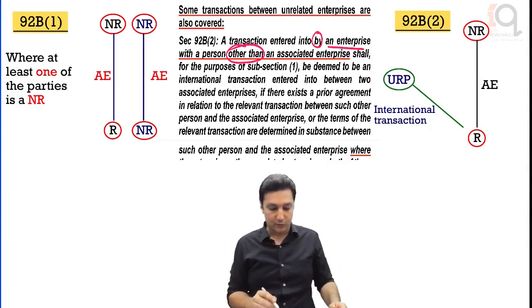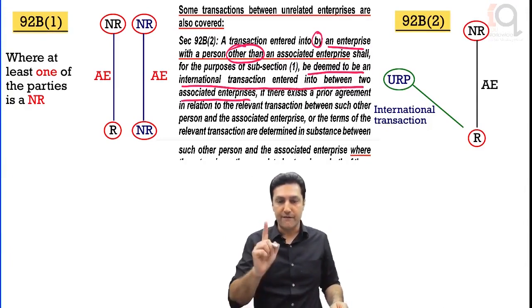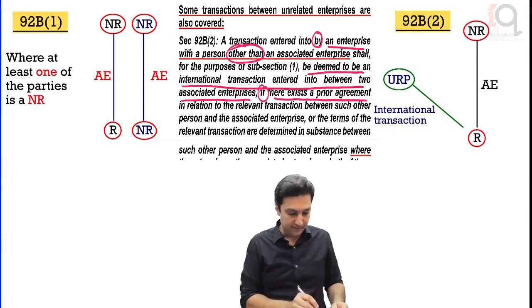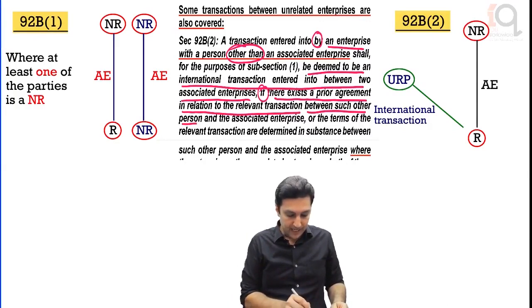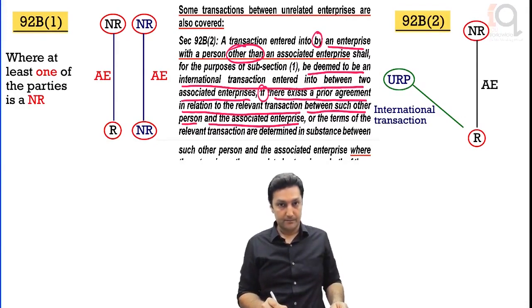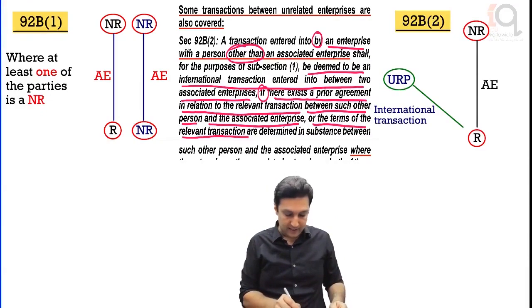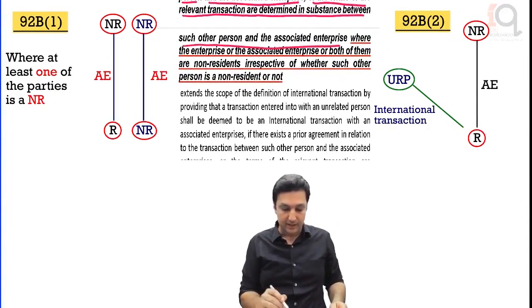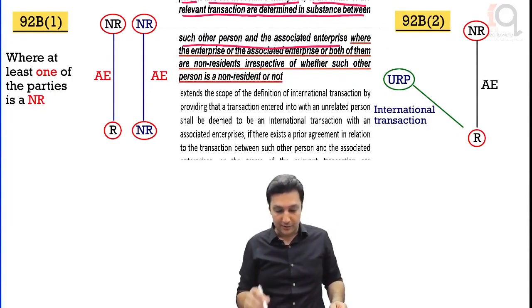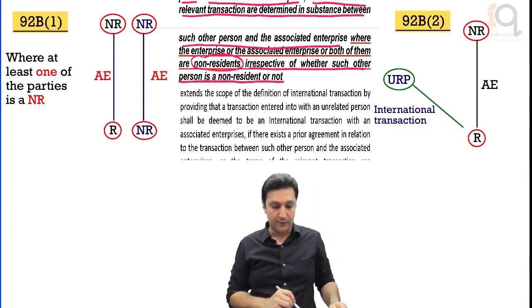Shall for the purpose of subsection 1 be deemed to be an international transaction entered into between two associated enterprises if there exists a prior agreement in relation to the relevant transaction between such other person and the associated enterprise, or the terms of the relevant transaction are determined in substance between such other person and the associated enterprise, where the enterprise or the associated enterprise or both of them are non-residents, irrespective of whether such other person is a non-resident or not.